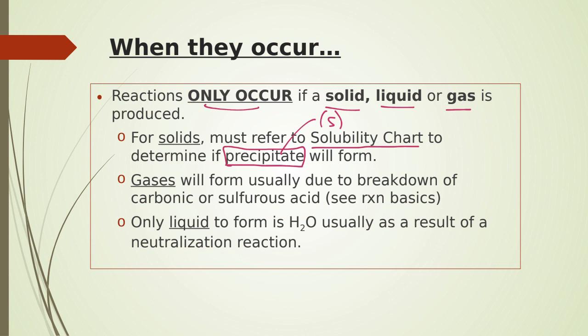Gases will form usually from the breakdown of carbonic or sulfurous acid. And you may remember in our lesson on chemical reactions basics, there are two reactions that show the decomposition of carbonic and sulfurous acid. So we have to be mindful of those and recognize when those two substances are produced that they will spontaneously decompose to form some gases.